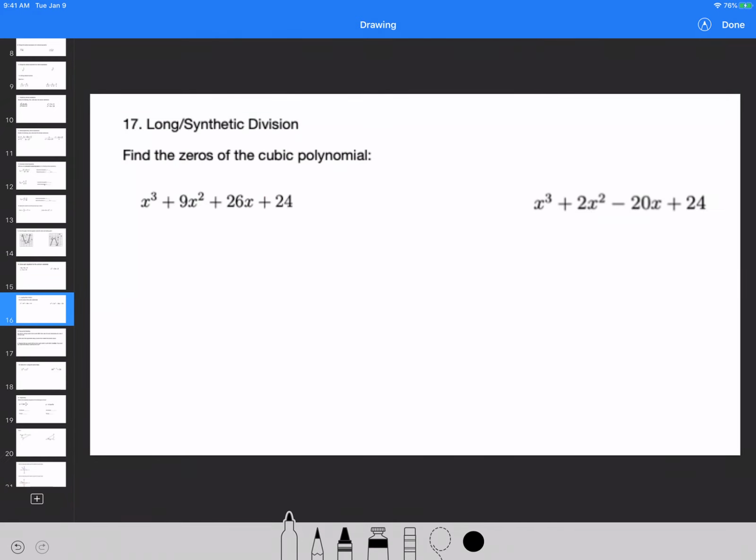All right, 17. Find the zeros of the cubic polynomial, using long and synthetic division. So here, this is going to take a long time, but I like to do synthetic divisions a lot more than long divisions. Take the coefficients of each, and make sure that the degree goes in order, because if not, then you have to fill it up with zeros. 1, 9, 26, and 24.